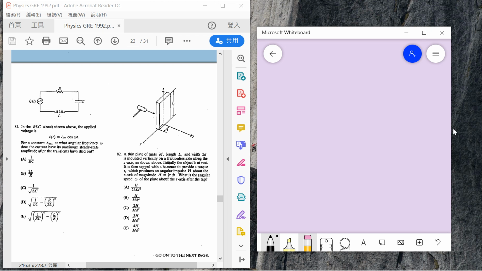Guys, so solving our physics GRE 81. Basically, some RLC currents and some sinusoidal wave, and they ask you what the current has as its maximum steady state, and what is the amplitude after the transients die out. Basically, your maximum must be epsilon divided by the total impedance. So the total impedance is this.